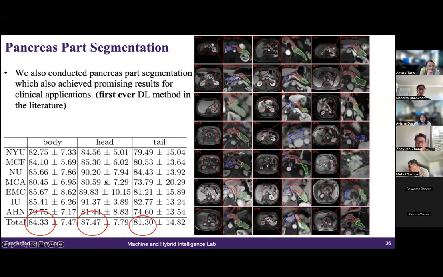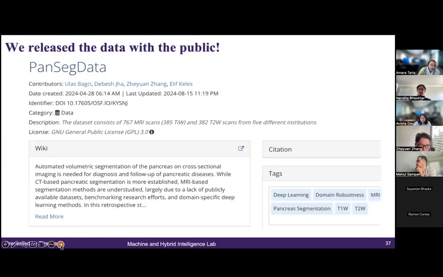Furthermore, going beyond this, we also conduct a pancreas part study. This means that the pancreas itself can be divided into three parts in terms of clinical protocols: the head, body, and tail. This has never been done before for this kind of part split. We also provide these tools for better quantification in the clinical environment. And all the data and code is also released publicly.